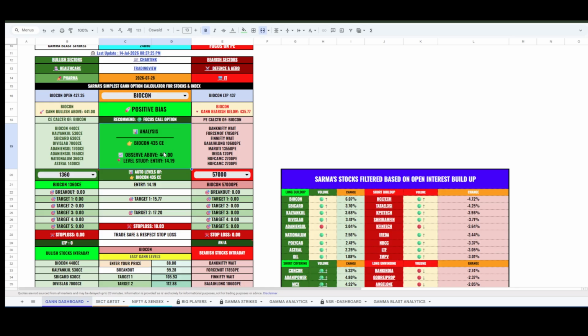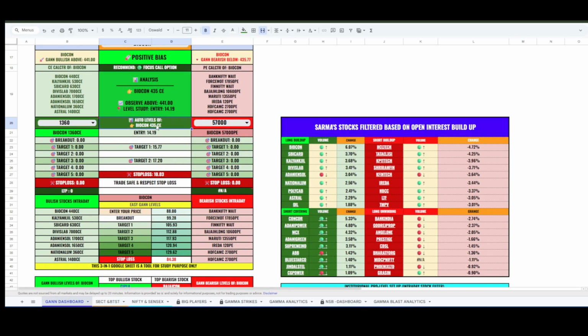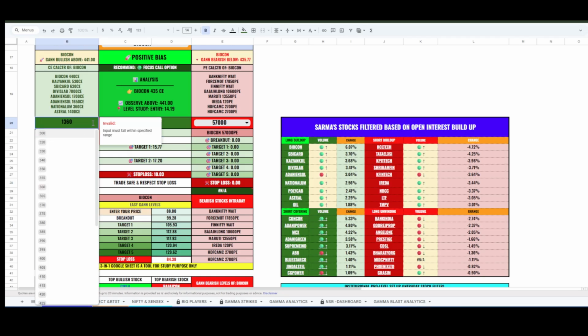If you have to buy that, there is a recommendation automatically, and levels are given here. Breakout levels and targets are also given here. You can use it, but if you feel that the premium is very high, then in that case you can select your own strike price. For example, if it is 440 or 435, you can select 450.